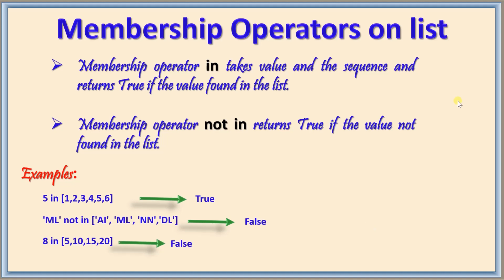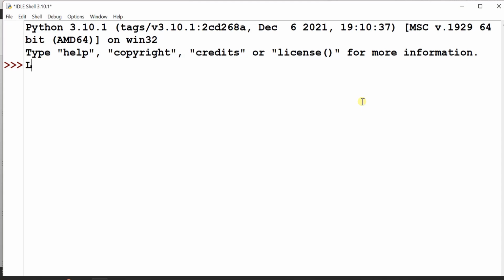Let us execute everything in IDLE so that we are very clear about all these. I have a list here called L1. I will give some numbers here, and then let me have L2 equal to some more numbers here.